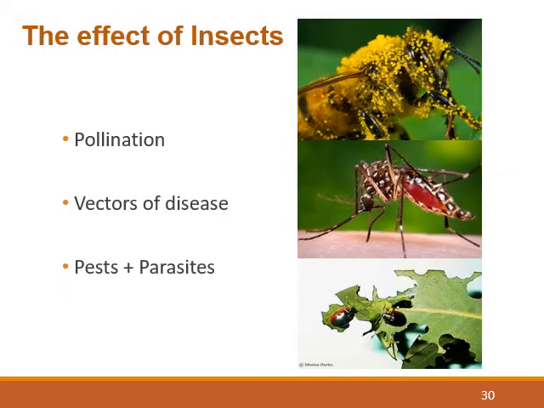I'm going to round off the lecture just talking about some of the effects of insects. It's very difficult to estimate the importance of insects, but we do know that they're extremely important when it comes to pollination. Around 2/3 of the flowering plants that exist depend on insects for pollination, which means that they have a dramatic impact on our food supply and on our crops as well.